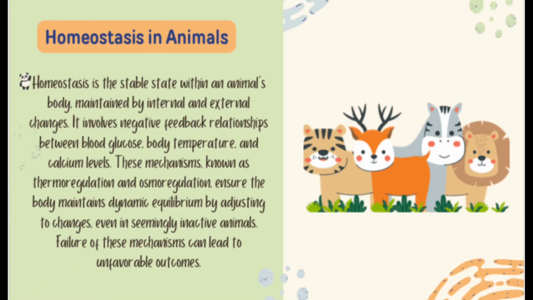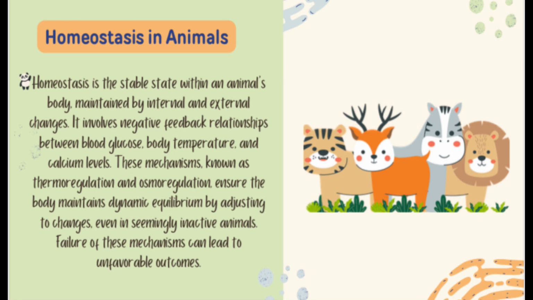Homeostasis in animals. Homeostasis is a stable state within an animal's body maintained despite internal and external changes. It involves negative feedback relationships between blood glucose, body temperature, and calcium levels. These mechanisms are known as thermoregulation and osmoregulation. They ensure the body maintains dynamic equilibrium by adjusting to changes, even in seemingly inactive animals. Failure of these mechanisms can lead to unfavorable outcomes.